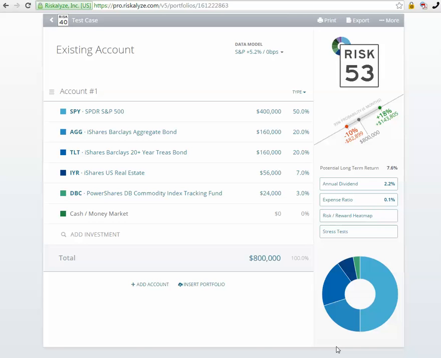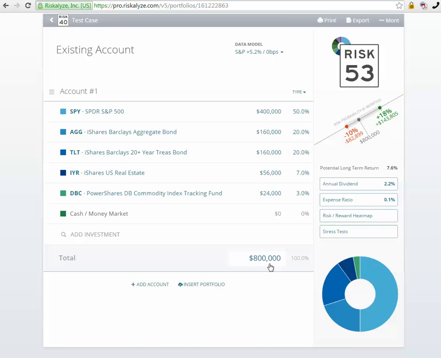So what you're looking at on the screen is an existing portfolio for a client made up of S&P 500, about 50%, Barclays aggregate bond, 20%, 20-year treasuries, 20%, a little bit of real estate, a little bit of commodities, a total of $800,000 for that client.